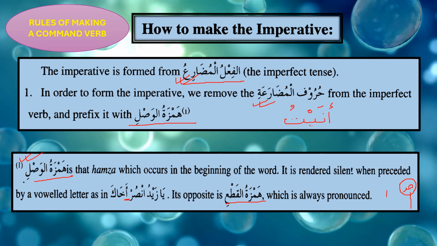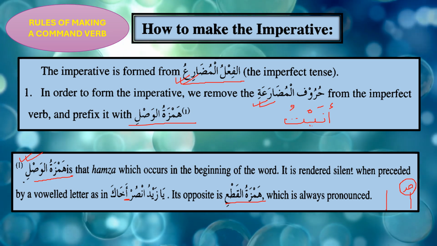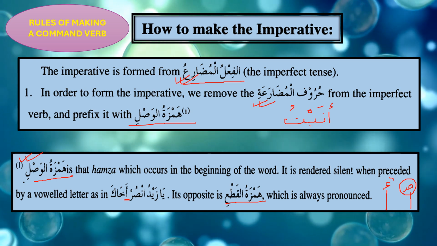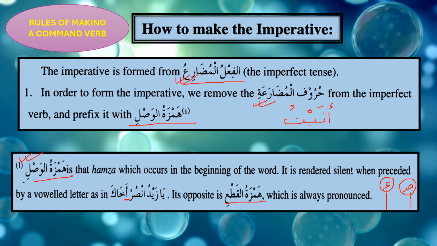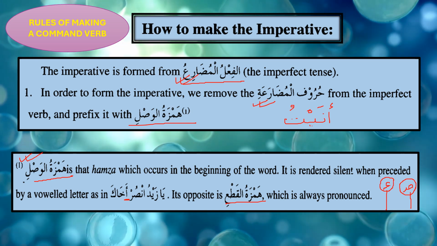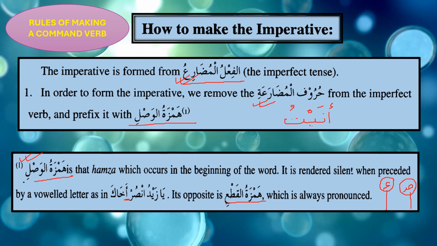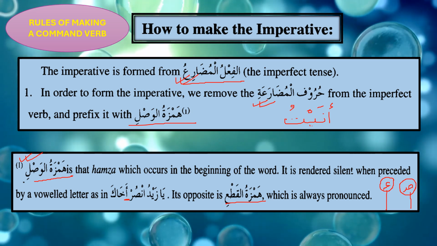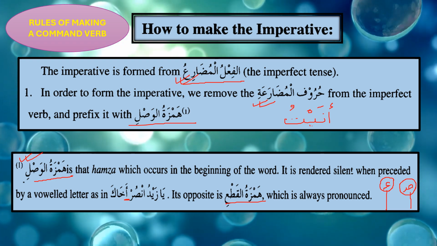And Hamzatul Qata will be sitting on the alif, but you will see a small Hamza sitting over it. So our main letter is the Hamza. And the alif on which it is sitting is just a seat. So don't get confused about it. So now let's see what are the steps of forming the command verb.